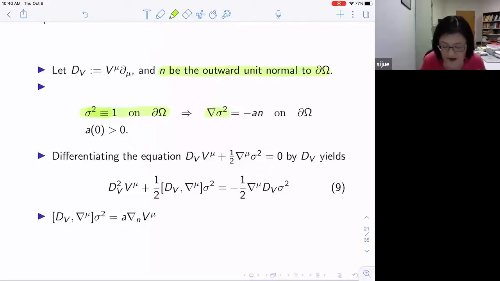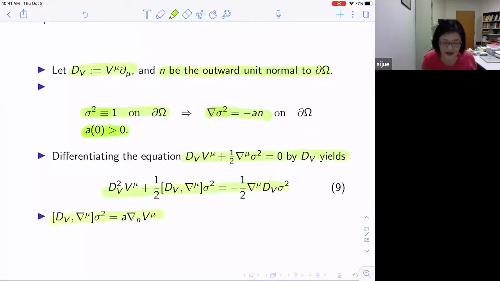It has a time direction, so this is parallel to the normal direction. We use the same notation as in the water wave problem, so we write -AN. A is positive because of the Taylor sign condition we assume initially, A0 at the initial time. We call this the material derivative, and differentiating this equation by dV, we get this formula.